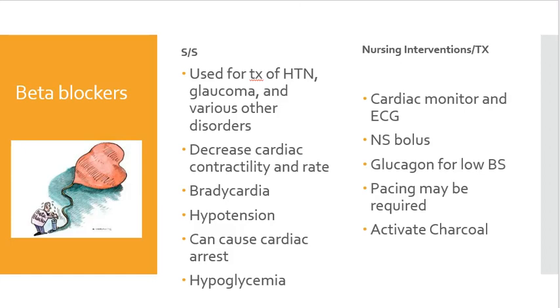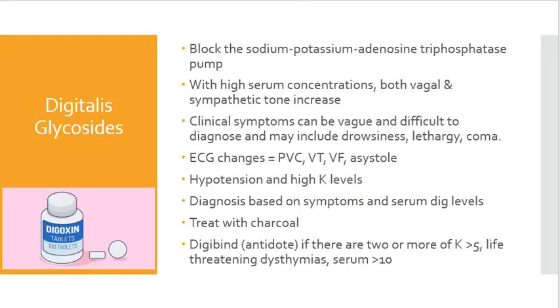DIG. DIG is available in pharmaceutical preparations such as digoxin. It can also be found in homes and yards. At therapeutic and toxic doses, digitalis glycosides block the sodium-potassium adenosine triphosphatase pump. With high serum concentrations, both vagal and sympathetic tone increase. Clinical symptoms can be very vague and difficult to diagnose.